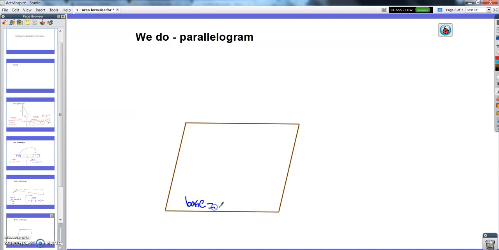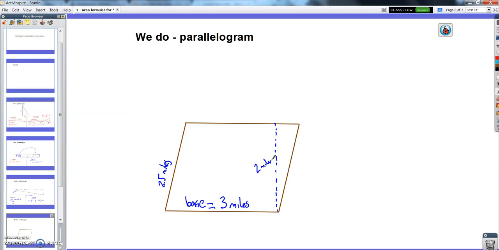Let's just say that is 3 miles. And this is a confusing part. Let's say that's 2.5 miles. That is not the height. That's the side of the parallelogram, but it is not the height. The height goes from the base straight up to the top, like that. And that's going to be a little shorter than this, so let's just say that's 2 miles.